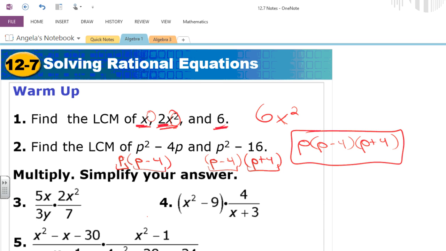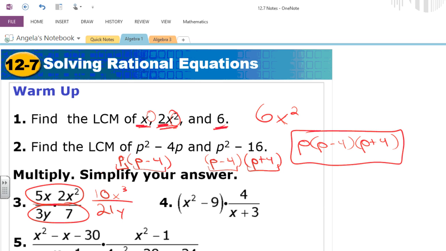Okay, next part says to multiply and simplify. So I'm going to multiply across. So 5 times 2 is 10. X squared times x is x to the third. And then 3y times 7 is 21y. And there's nothing I can simplify.